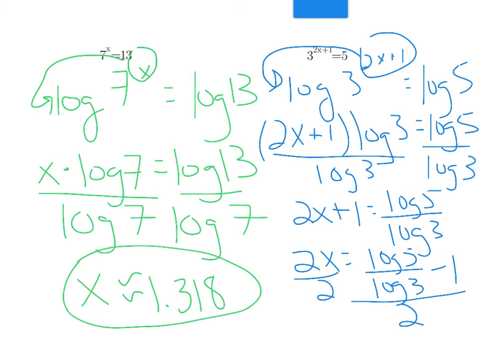At this point, it becomes another calculator problem. So I would type in the numerator of my expression inside parentheses. So I've got open parentheses, open parentheses, log 5, close parentheses, divided by log 3, close parentheses, minus 1, close parentheses, all divided by 2. And I get that x is approximately equal to 2.32.